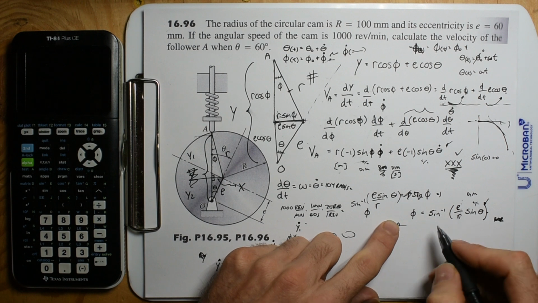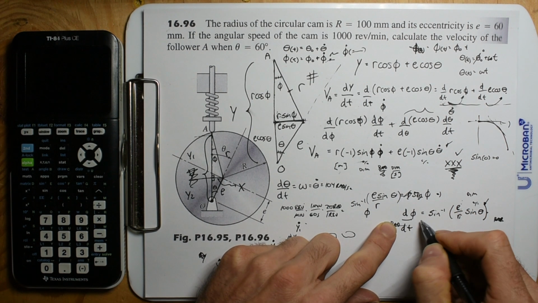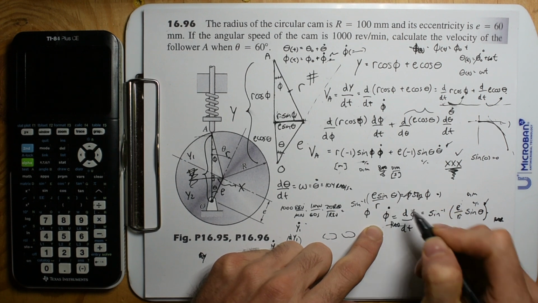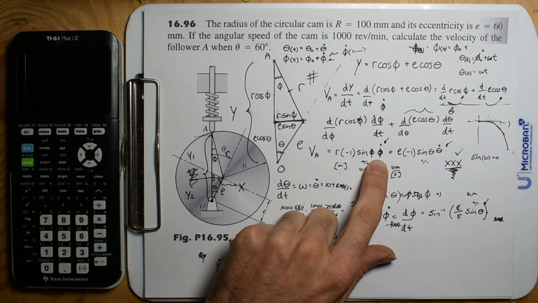But what I'm getting at is that we can just take the derivative of this with respect to time, and that's going to give us phi dot. Cool, and that's part of the equation right there that we don't have. You know what I mean?